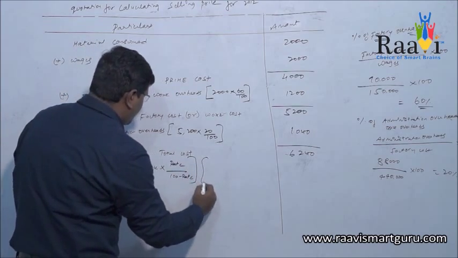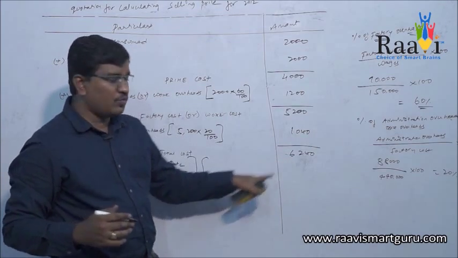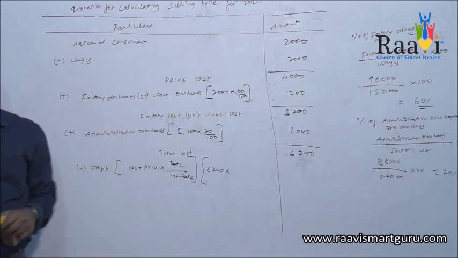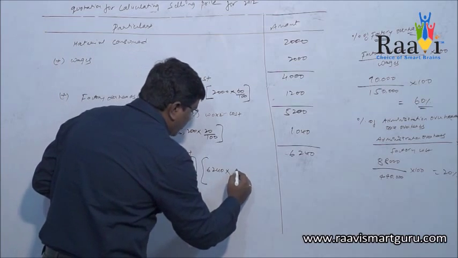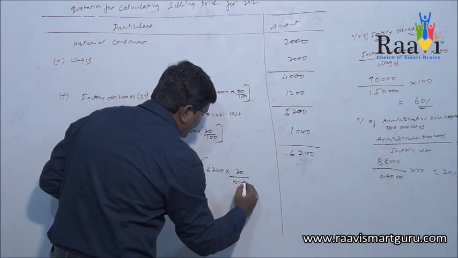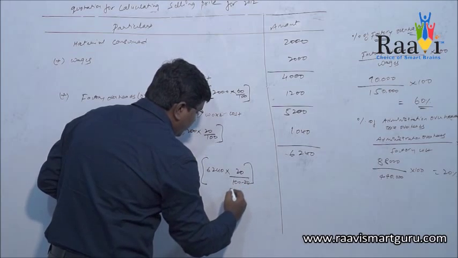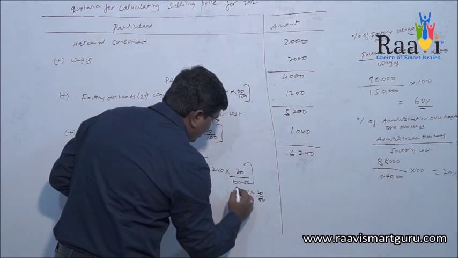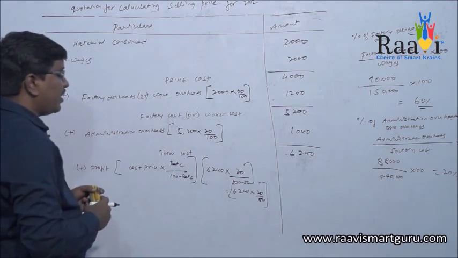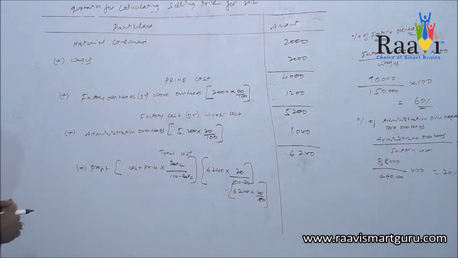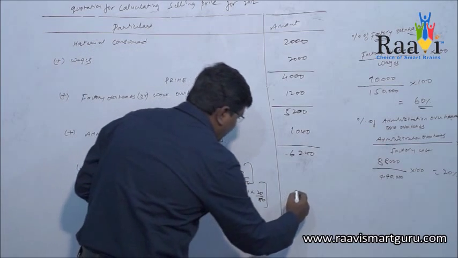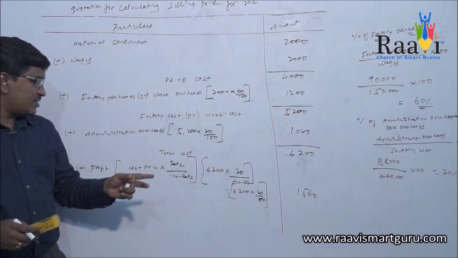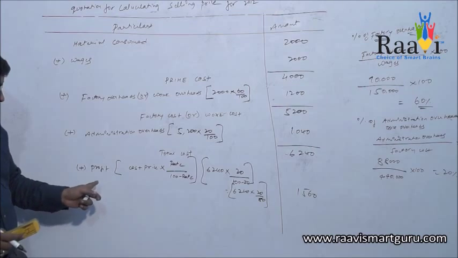Now in this problem, cost price is 6240 into the rate given in the question, that is 20%. So 20% divided by 100 minus rate, that is 20. Then you will be getting a value of 6240 into 20 by 80, you will be getting a value of 1560, and this 1560 is nothing but profit.